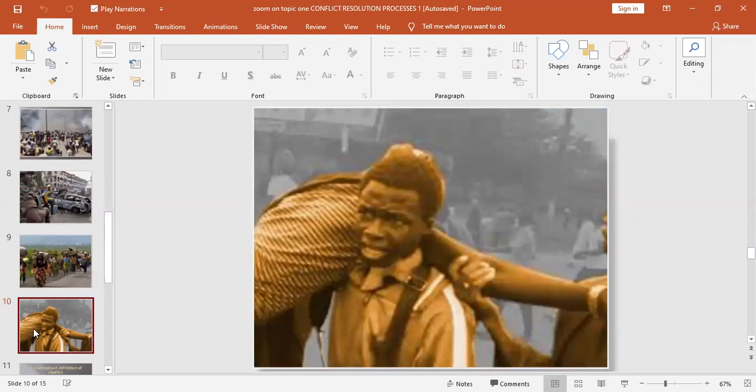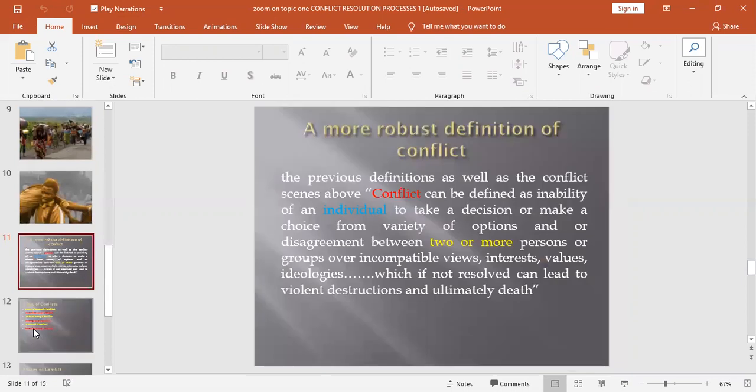So this last photo is the ultimate consequence of conflict. You can see a young lad being carried by his friends. You can see in the background that everything is scattered. There is conflict ongoing. So this is the ultimate price that is paid for a violent conflict. So it is very important that conflict is quickly nipped in the bud so that it will not degenerate into scenes or situations like this.